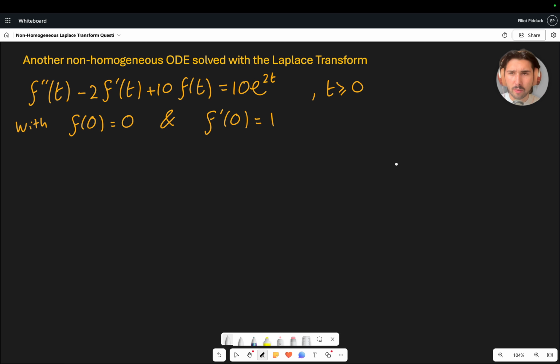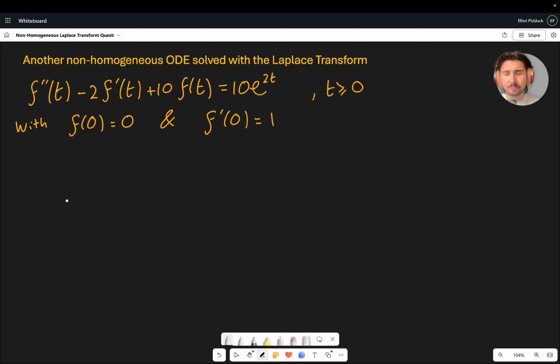Here it is. The second derivative of f of t minus 2 times the first derivative of f of t plus 10 times f of t equals 10e to the 2t. It's non-homogeneous because it's equal to a function, not 0. If this was blah blah blah equals 0, that would be a homogeneous differential equation. We also get given the boundary conditions that f of 0 is 0 and f prime of 0 is 1.